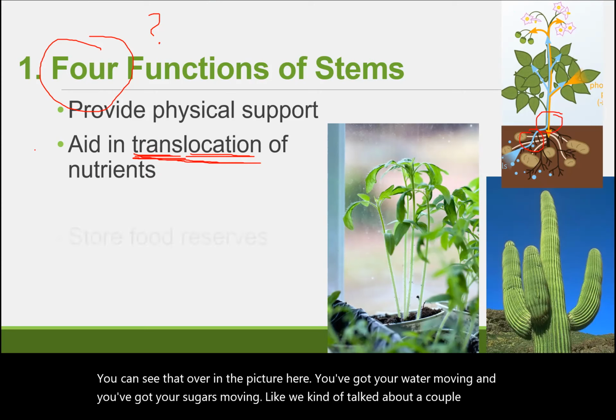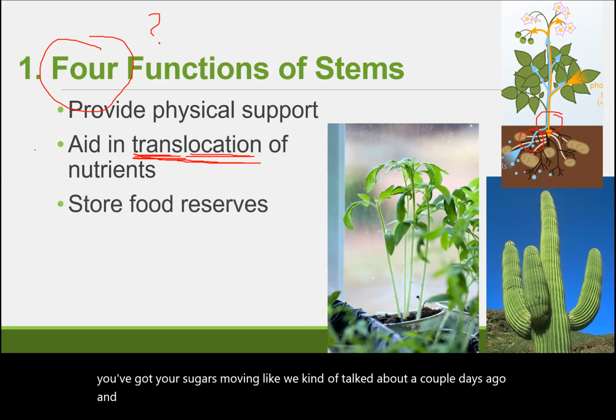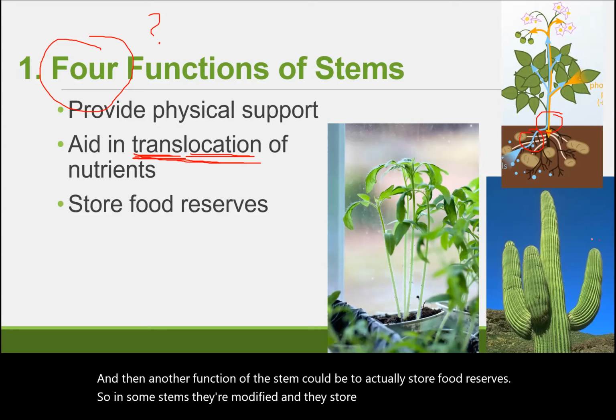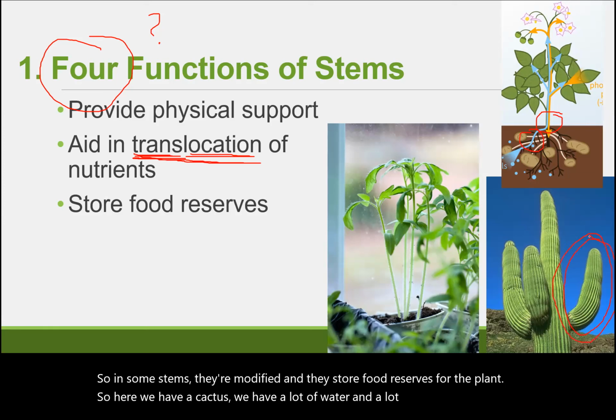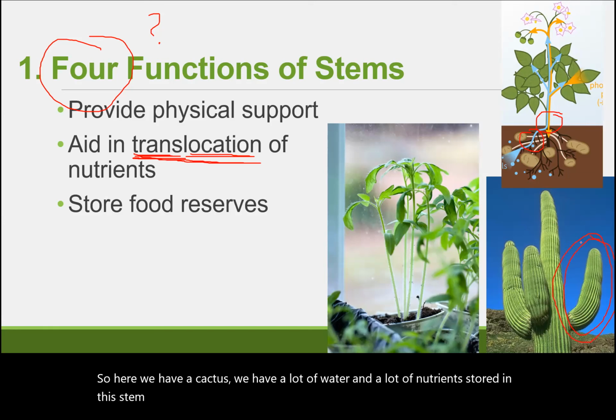And then another function of the stem could be to actually store food reserves. So in some stems, they're modified and they store food reserves for the plant. So here we have a cactus. We have a lot of water and a lot of nutrients stored in this stem. And there's some other types of stems that store food reserves too, and we're going to talk about those today.